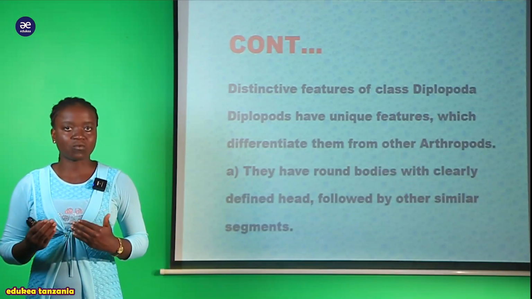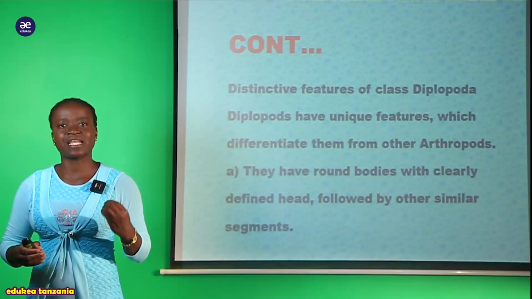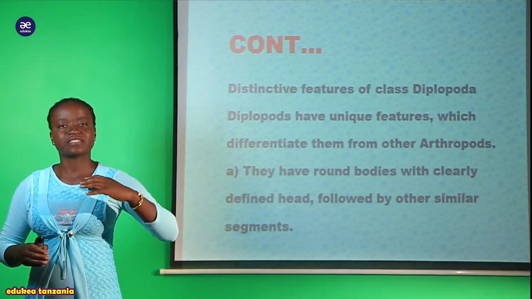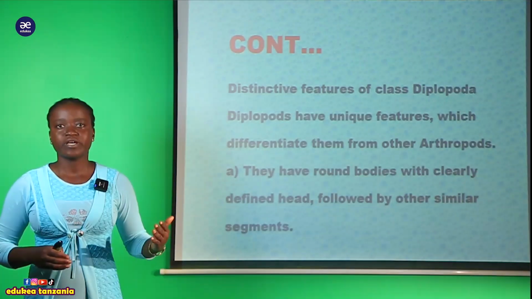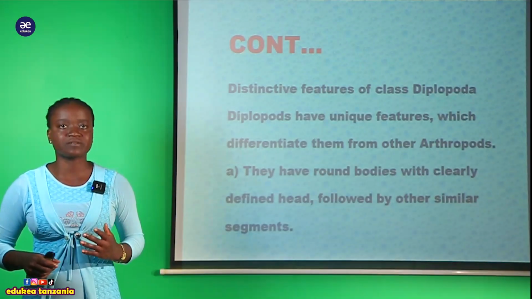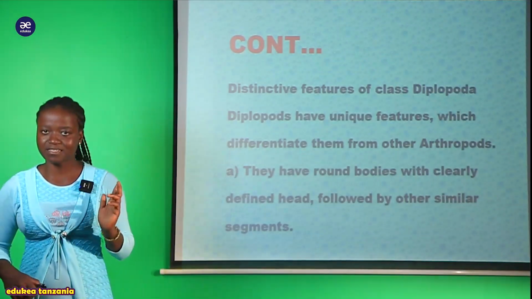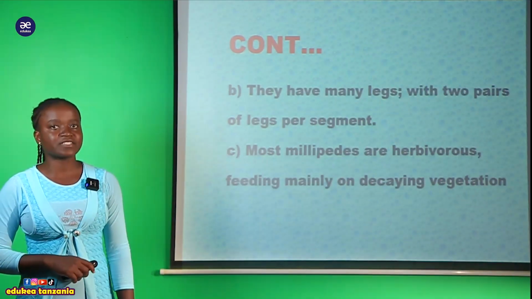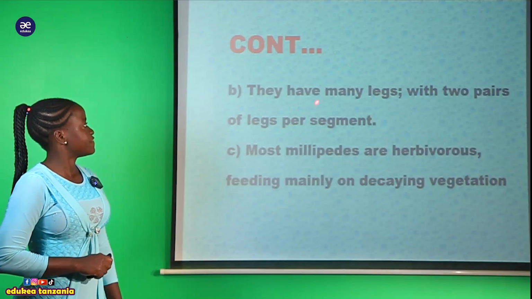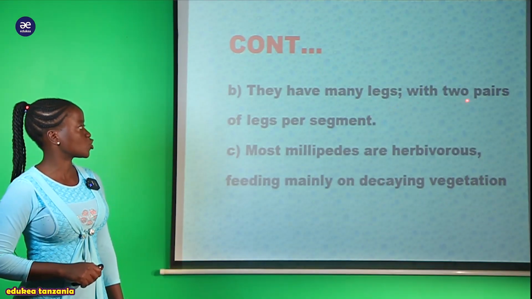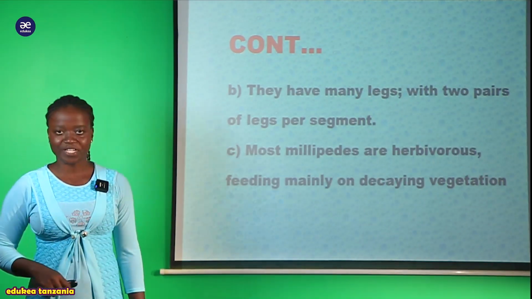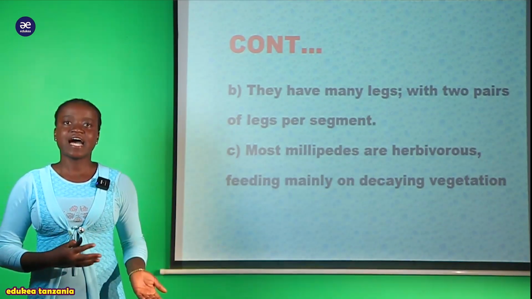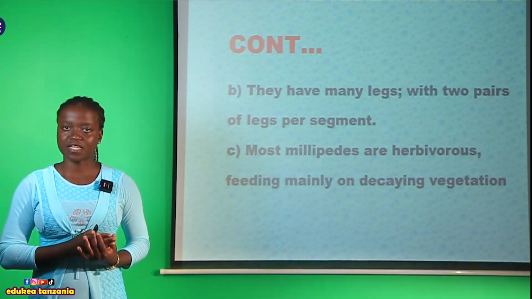What does that mean? Kwa maana kwamba it contains similar content in terms of the legs, the segment depth, and so on. So we can say that this organism has similar segments. And also another distinctive feature here, we are saying that they have many legs with 2 pairs of legs per segment. So these organisms are mainly millipedes. They have a lot of legs within their body.